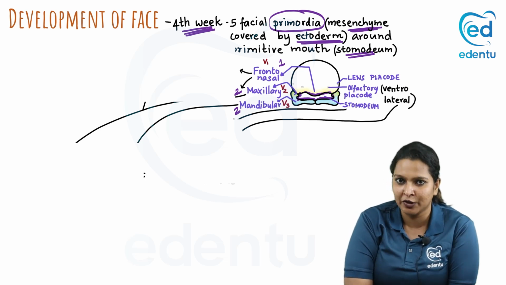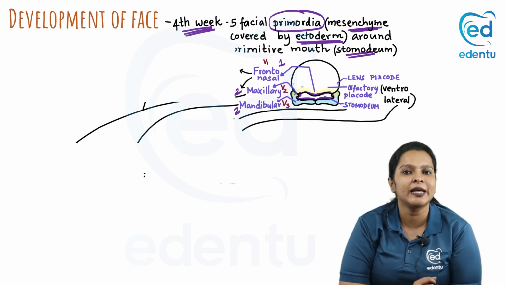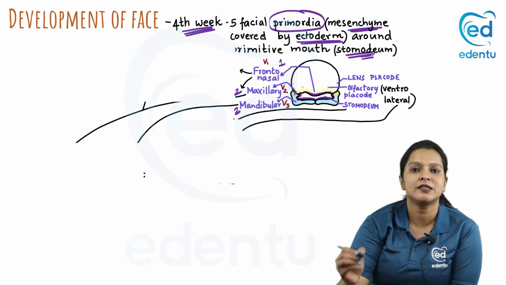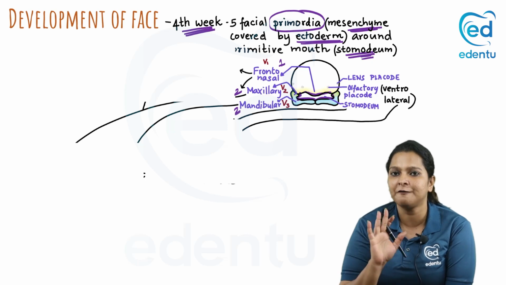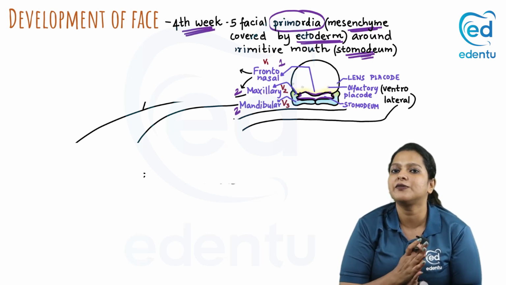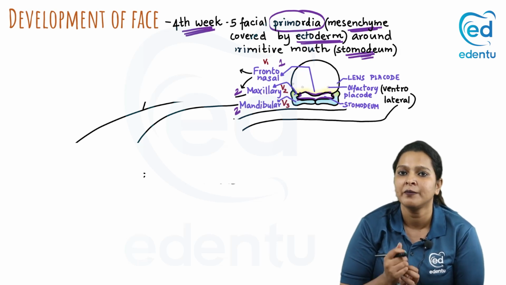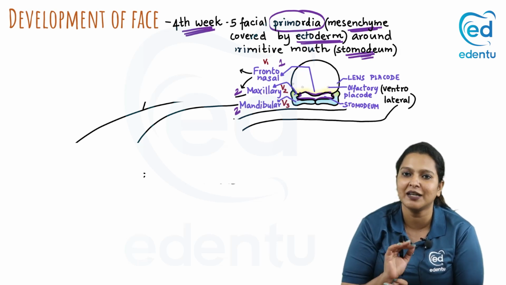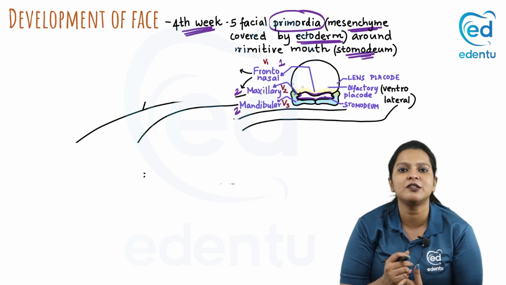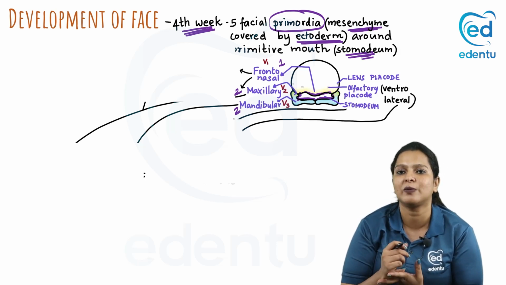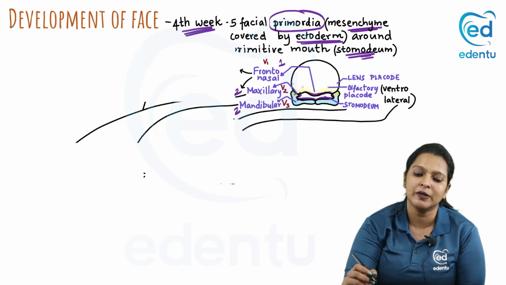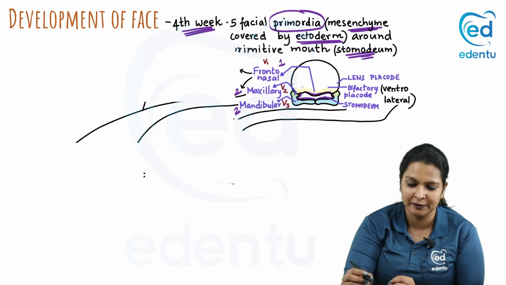So regarding development of face, you should know what the primitive mouth is called. It is called as stomadeum, and surrounding this primitive mouth there are 5 swellings, facial swellings. What is the content of these 5 facial swellings? It is made up of mesenchyme that is covered by the ectoderm. So these 5 swellings are named as frontonasal swelling, a pair of maxillary swellings and a pair of mandibular swellings. So these will develop into the future face.